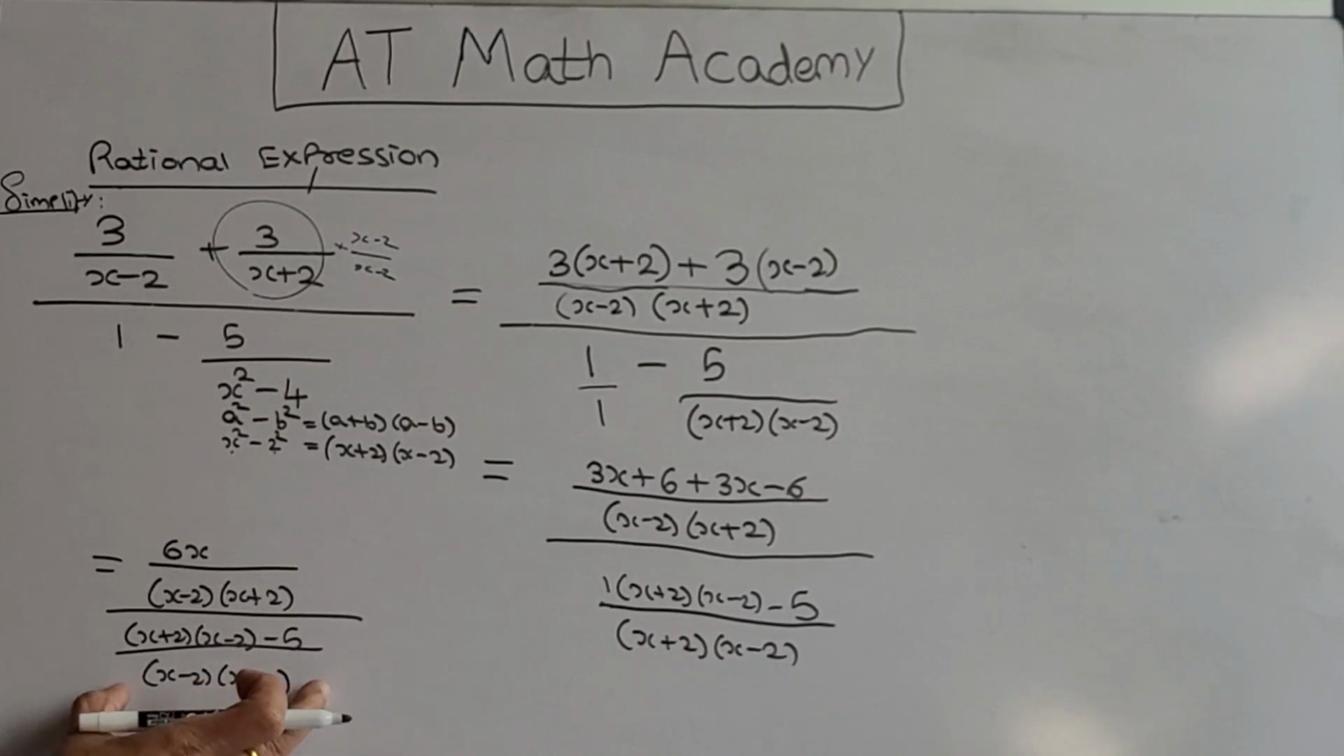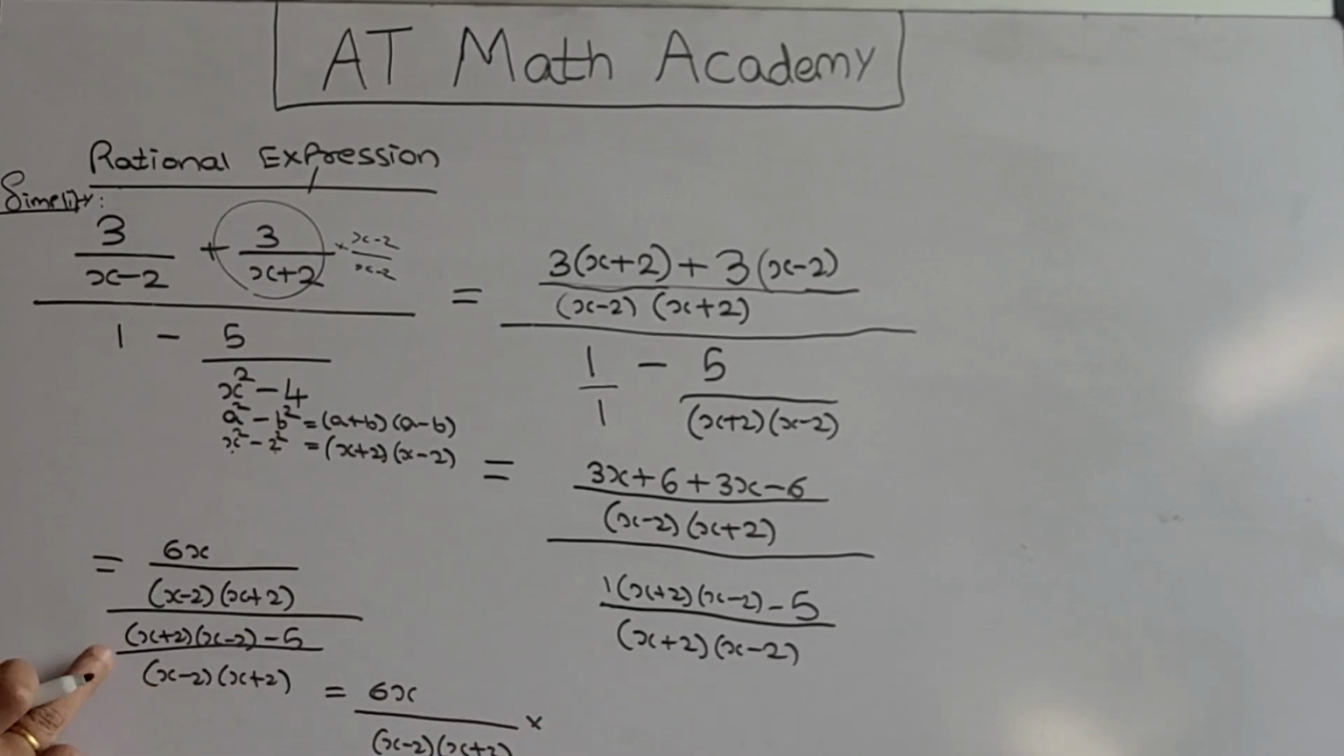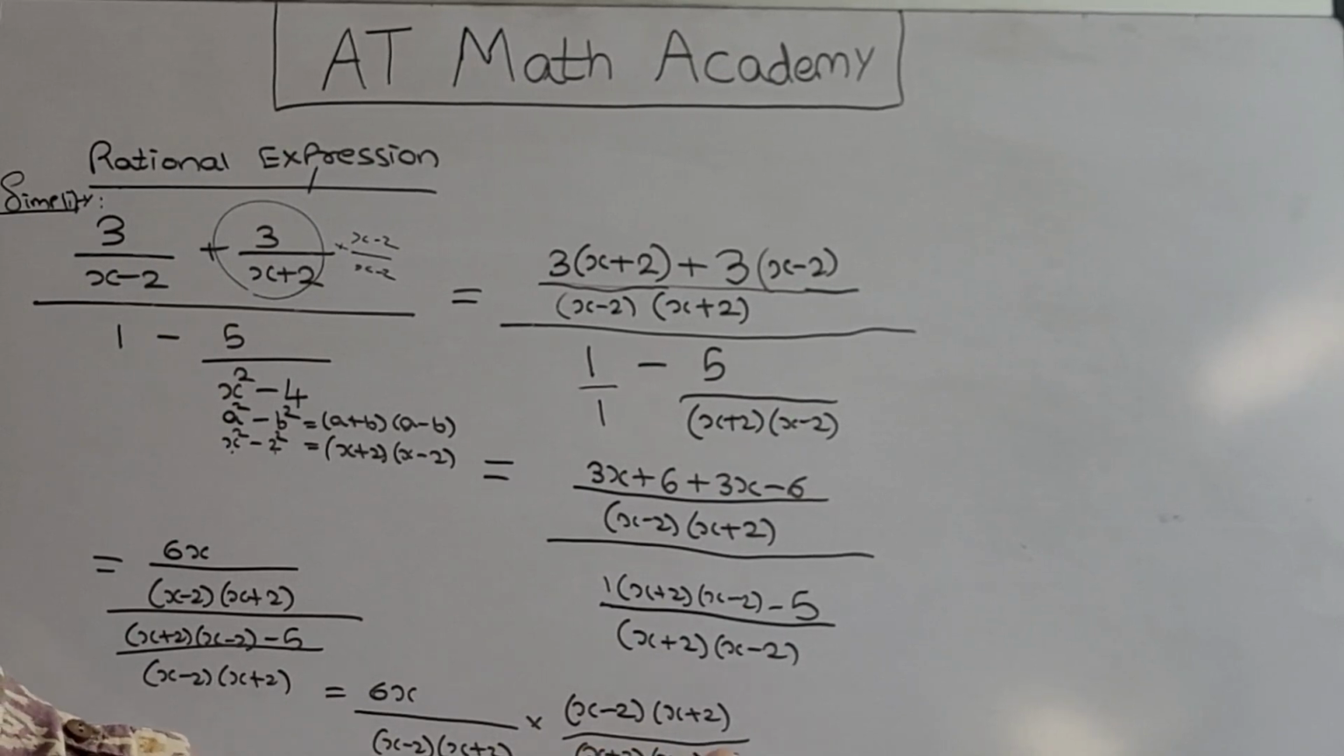So when I take my denominator to the top, it becomes multiplied with the numerator. So 6x by x minus 2 into x plus 2 is multiplied with, when this goes to the top, it becomes multiplied and this gets inverted. So the numerator becomes the denominator and the denominator becomes the numerator. So I invert the function here, x plus 2 into x minus 2 minus 5.